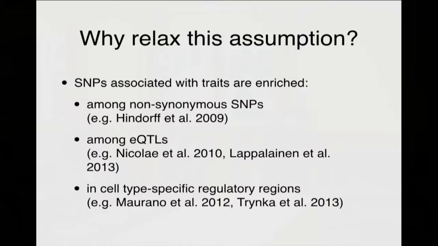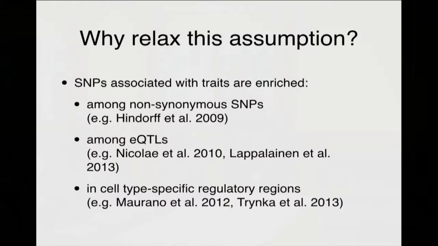Just to go through the evidence. We know that things associated with traits are actually enriched among non-synonymous SNPs, which makes sense. If a genetic variant changes protein sequence, it's more likely to affect a phenotype, and we've known that for about 5 years. We know that SNPs associated with traits are enriched among eQTLs. Dan Nicolae, I think, was one of the first to show this in 2010. Thule showed it last year.